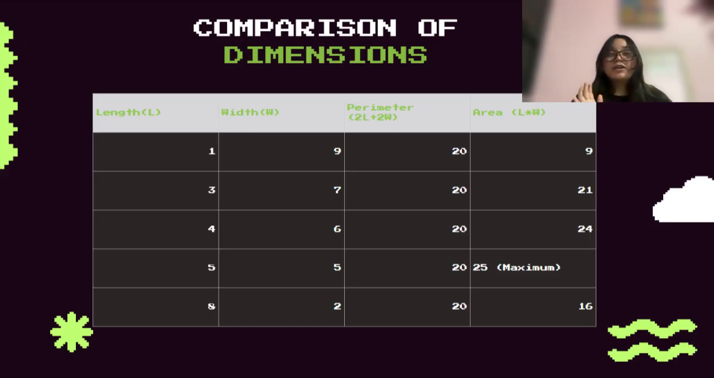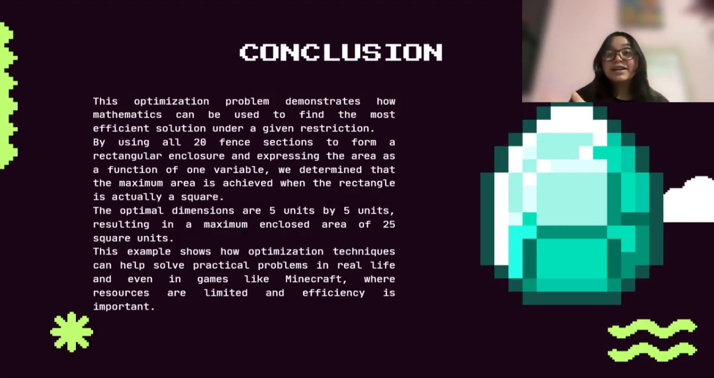When the dimensions become less balanced again, such as 8 by 2, the area decreases to 16 square units. These results show that with a fixed perimeter, the maximum area is obtained when the rectangle is actually a square. This problem shows how mathematics can help us find the most efficient solution under a restriction.